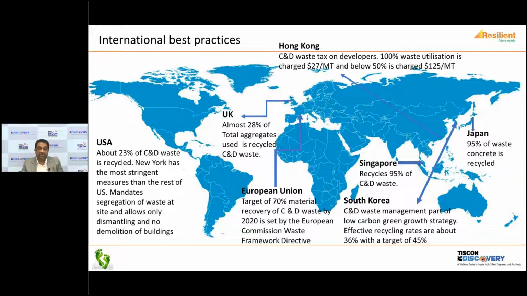Australia, for instance, has at the moment around 45 to 50% as the effective recycling percentage, and some states in Australia have even reached 70%. So if you see worldwide, there has been very good movement and a lot of encouragement to go in for recycling. So when we come to this, what are we trying to do right now?